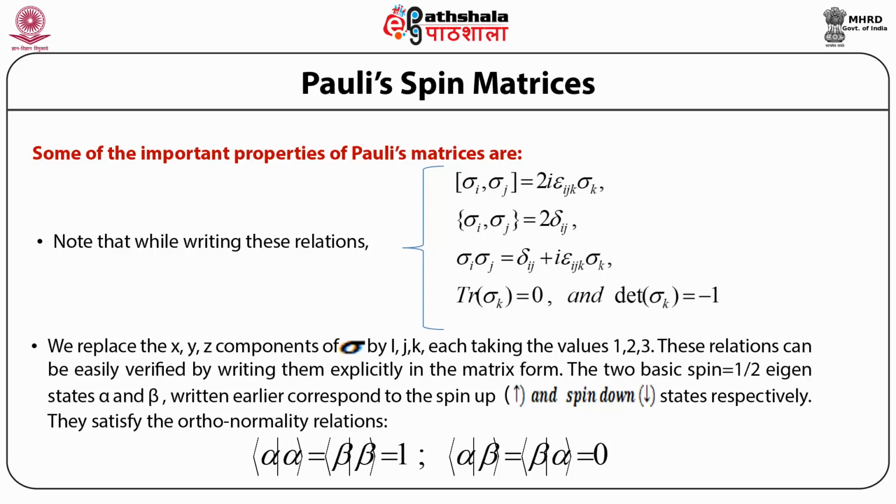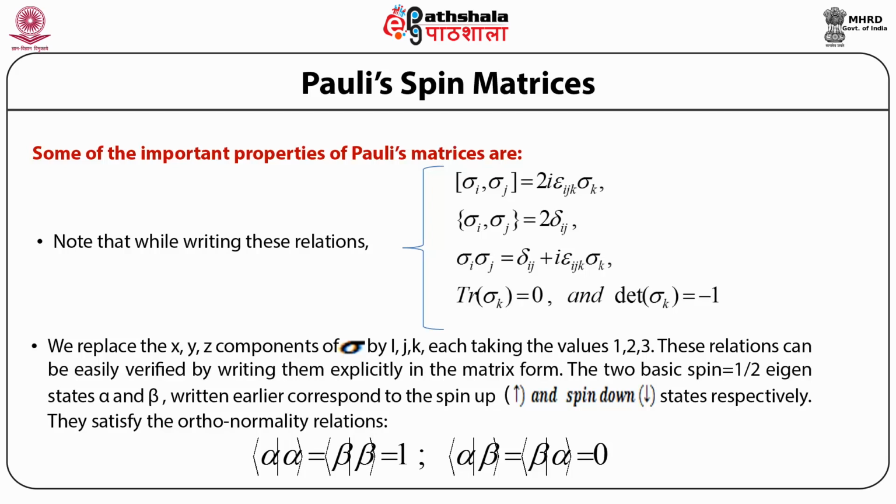So here what is important to note is that while writing down these relations, we have replaced the x, y, and z components of the Pauli spin matrices with the indices ijk, each taking the values 1, 2, and 3. These relations can be easily verified if we write them in the matrix form.